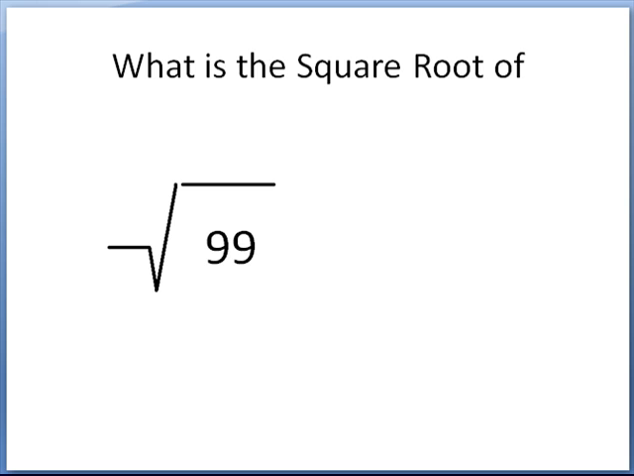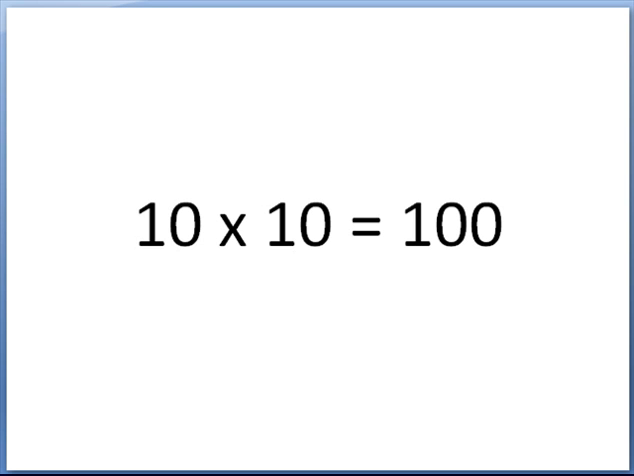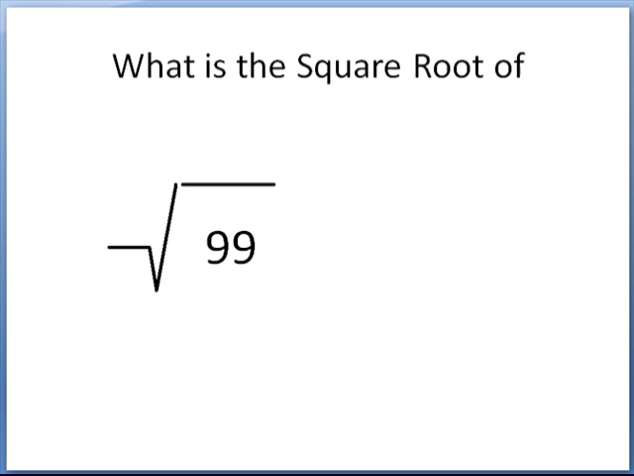Alright, what's the square root of 99? Think about it. Well, you already know it should be a little bit less than 10 because 10 times 10 is 100, and the square root of 99 is a little bit less than 100. It would be 9.9498. Don't expect you to know that, but you should have known that it was a little bit less than 10.